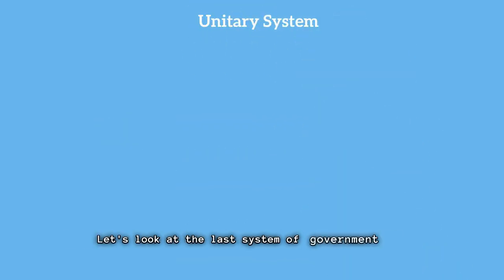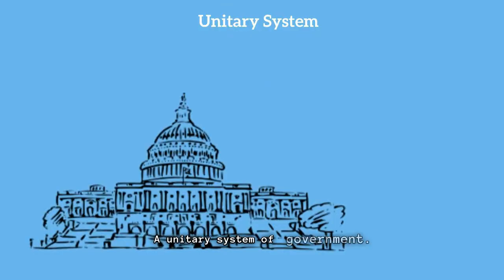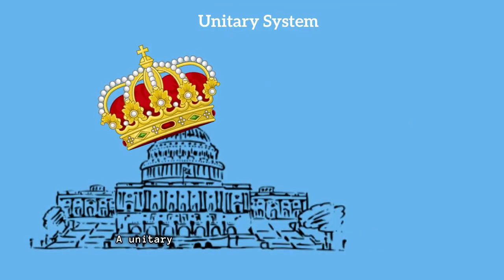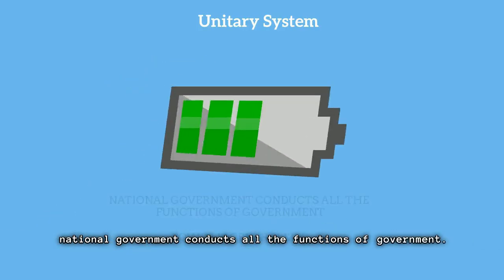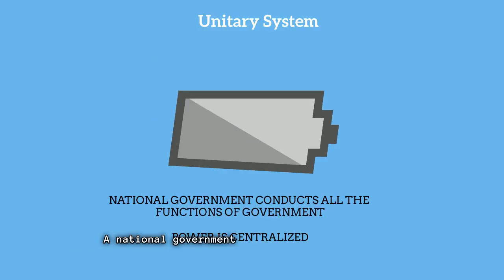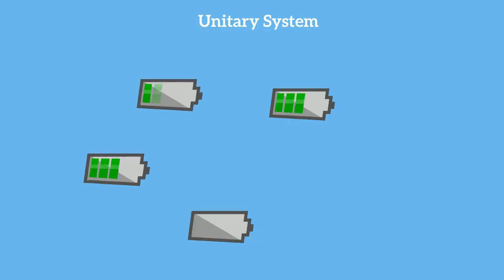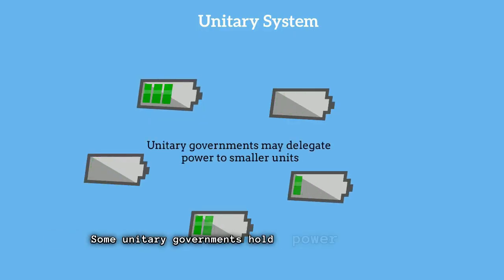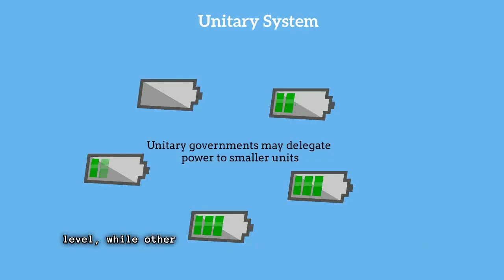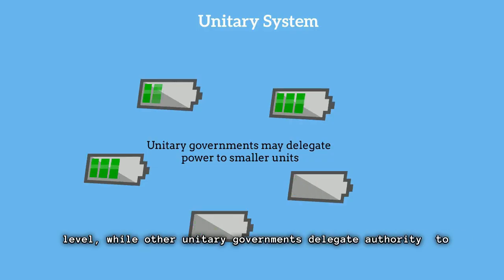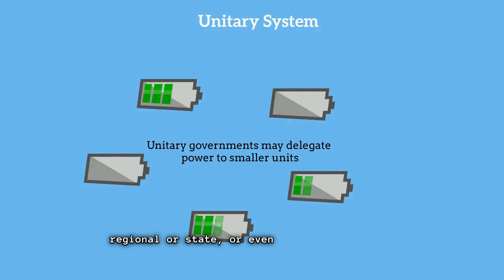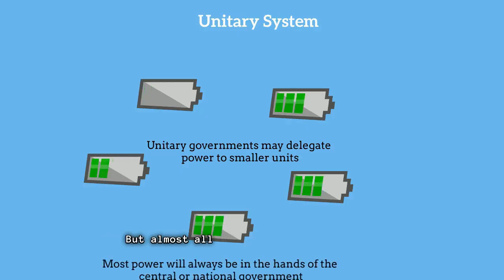Let's look at the last system of government here, a unitary system of government. A unitary system of government is where the national government conducts all the functions of government. A national government may choose to give powers to smaller government units, such as states. Some unitary governments hold power at the national level, while other unitary governments delegate authority to regional or state or even local governments, but almost all of the power is always in the hands of the central or national government.